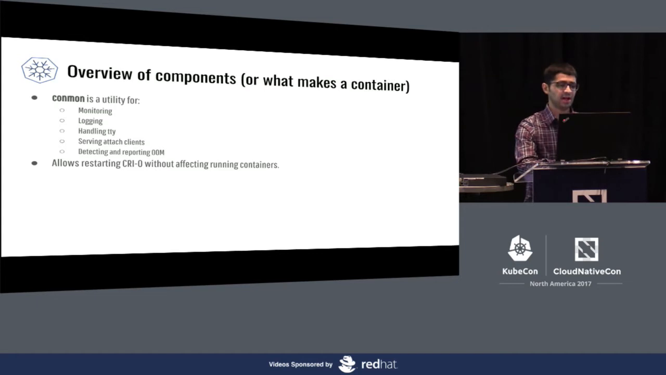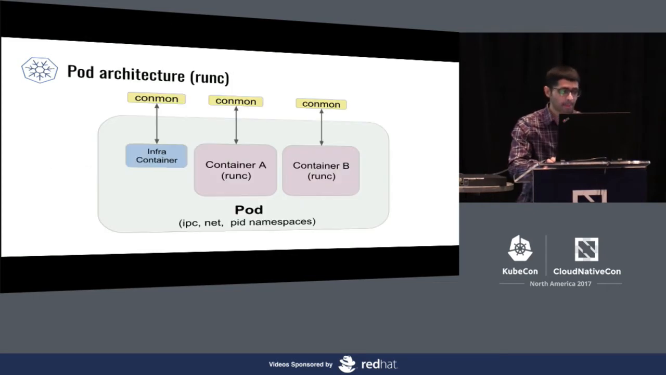So it supports attach clients from Kubernetes. And then finally, it also supports detection of out-of-memory conditions and reporting them in kubectl describe. And because conmon is the parent of your container, CRI-O can be restarted without actually affecting any of the running containers, because conmon is the parent.